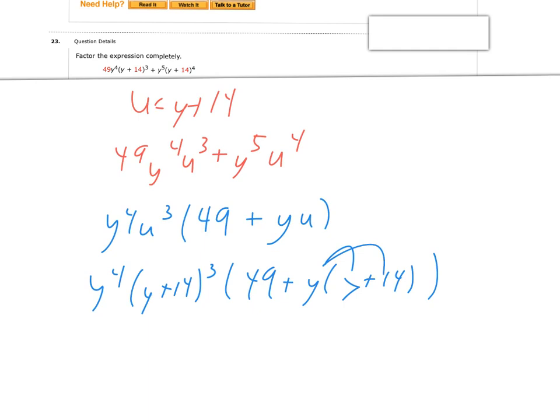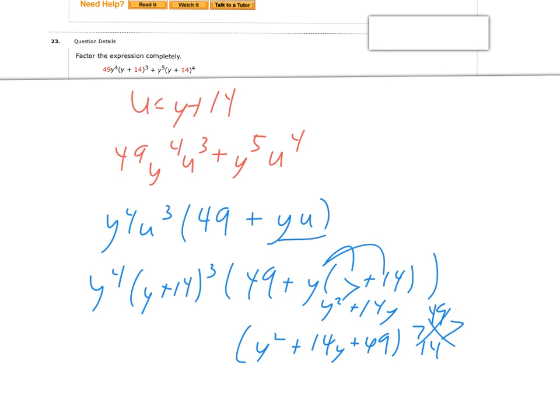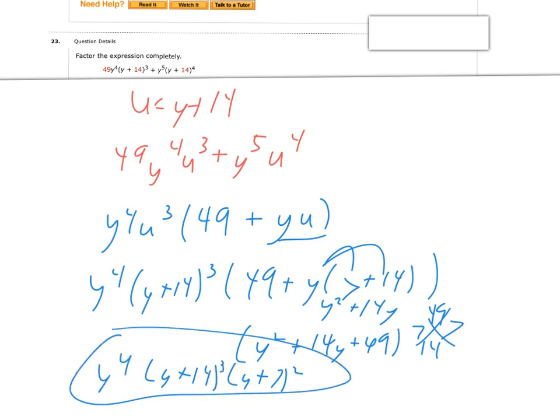And so I need to distribute that in there since the y was being multiplied by the u. I usually use brackets, but I use the parentheses here. So it becomes y squared plus 14y, which I'll just rearrange as y squared plus 14y plus 49. So then I can factor it as a 7 and 7. So that's going to be y plus 7 squared. And I'll just bring these guys down like so.